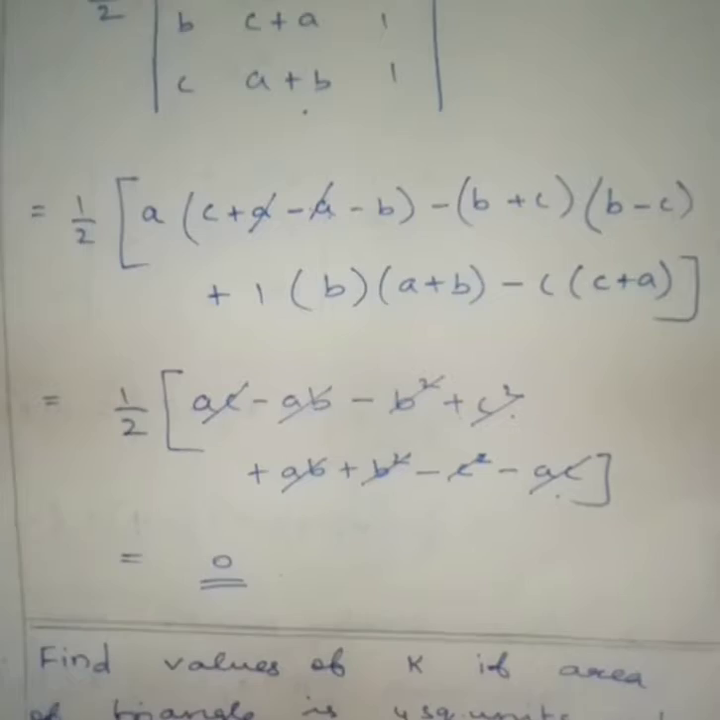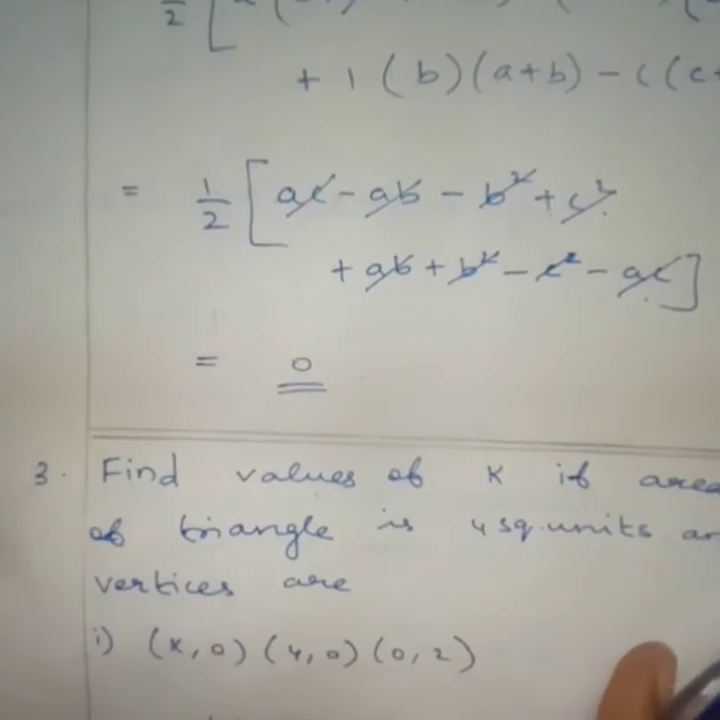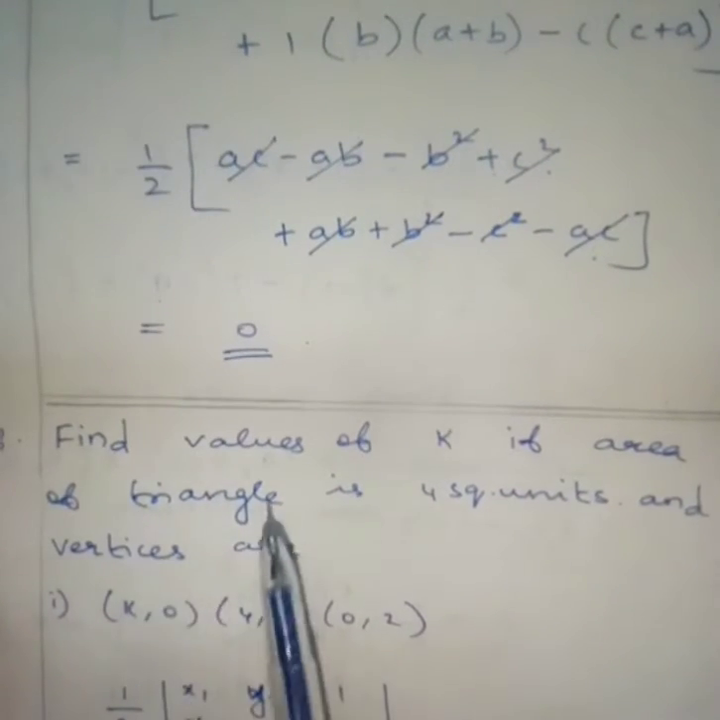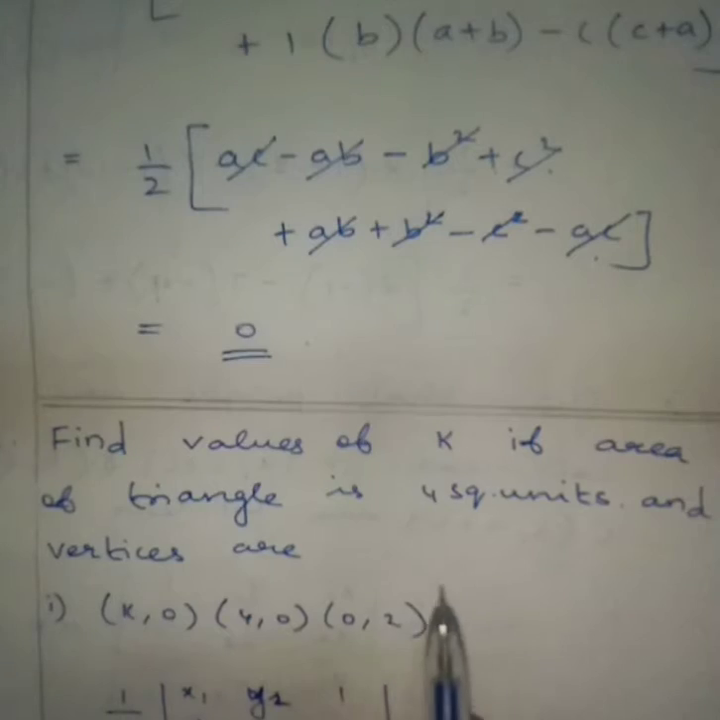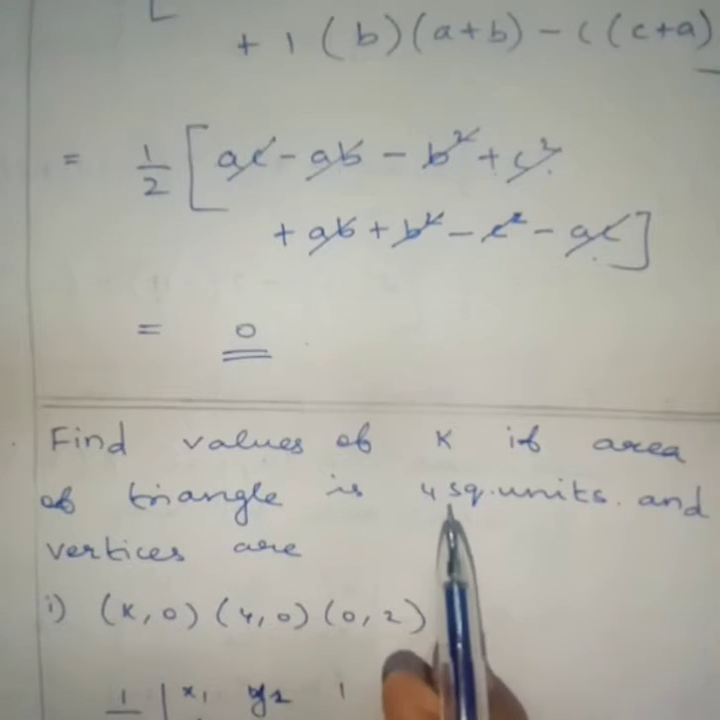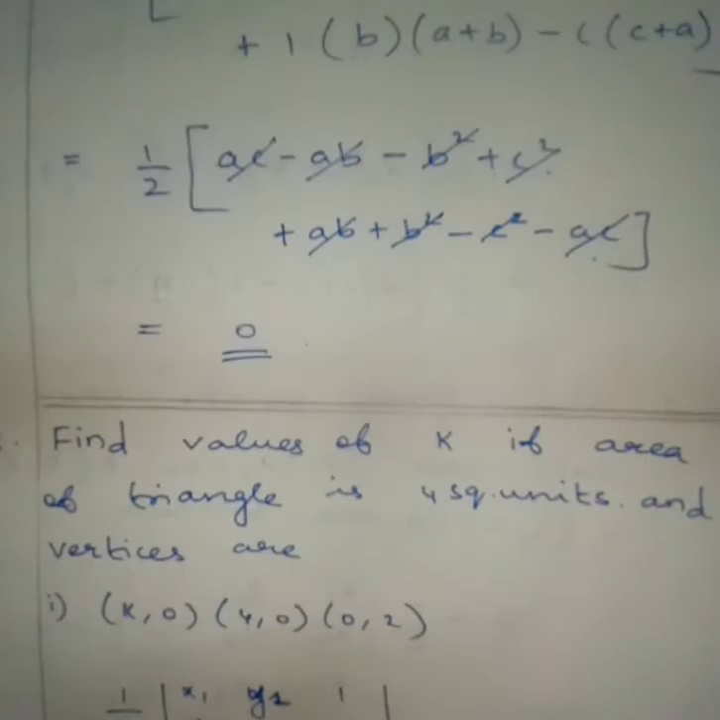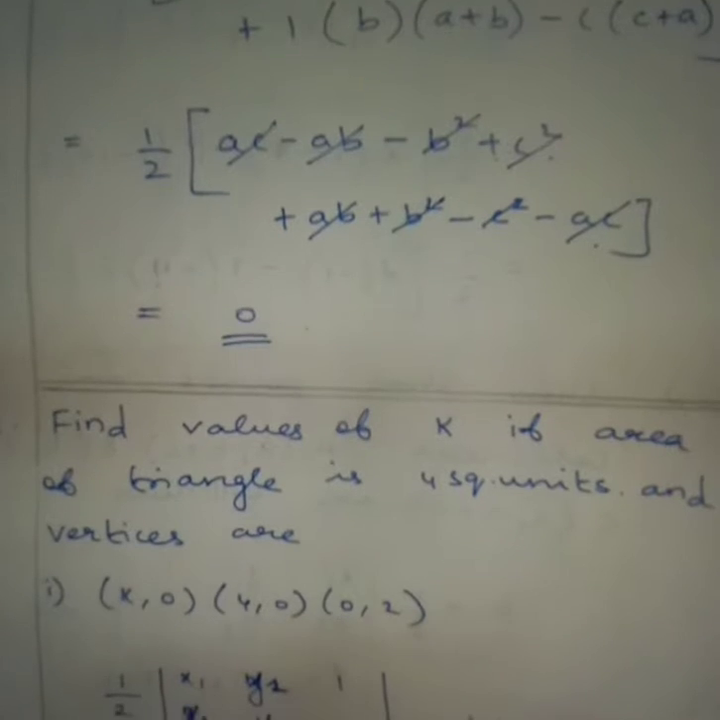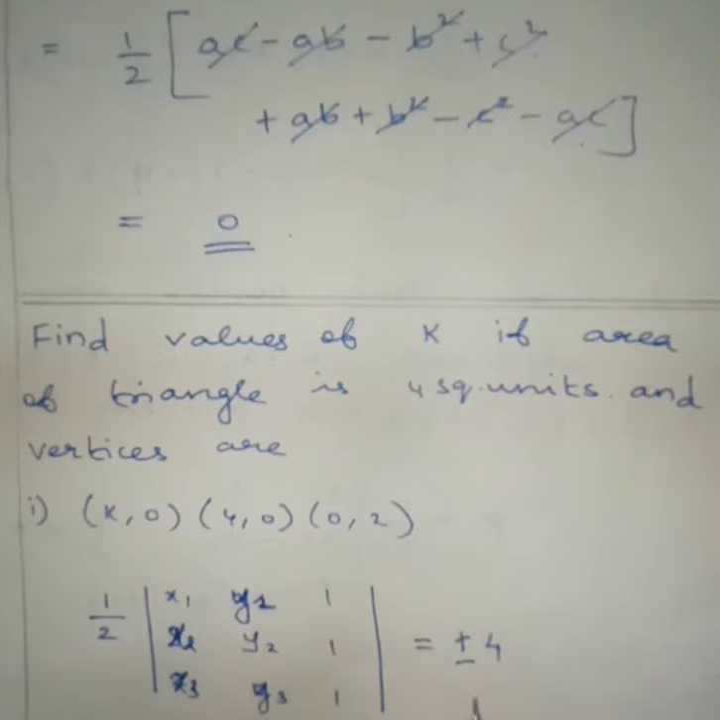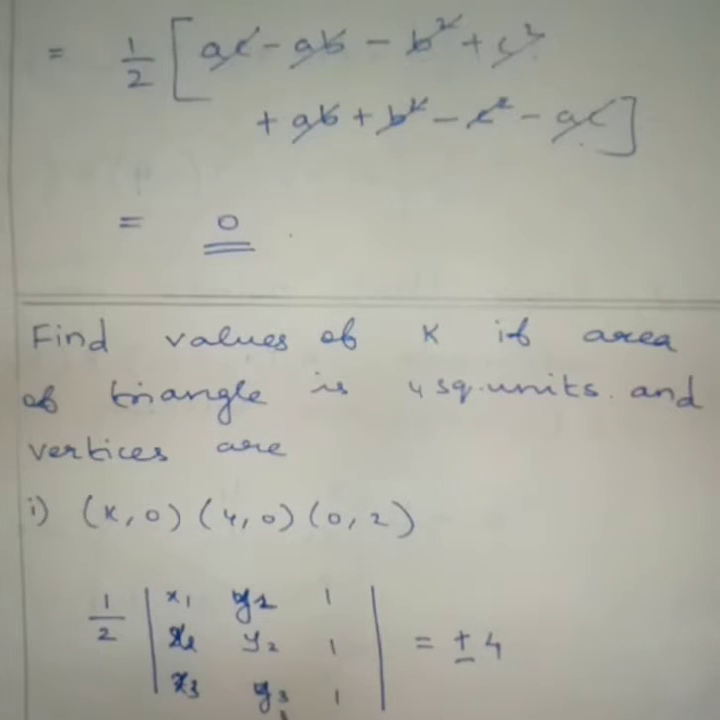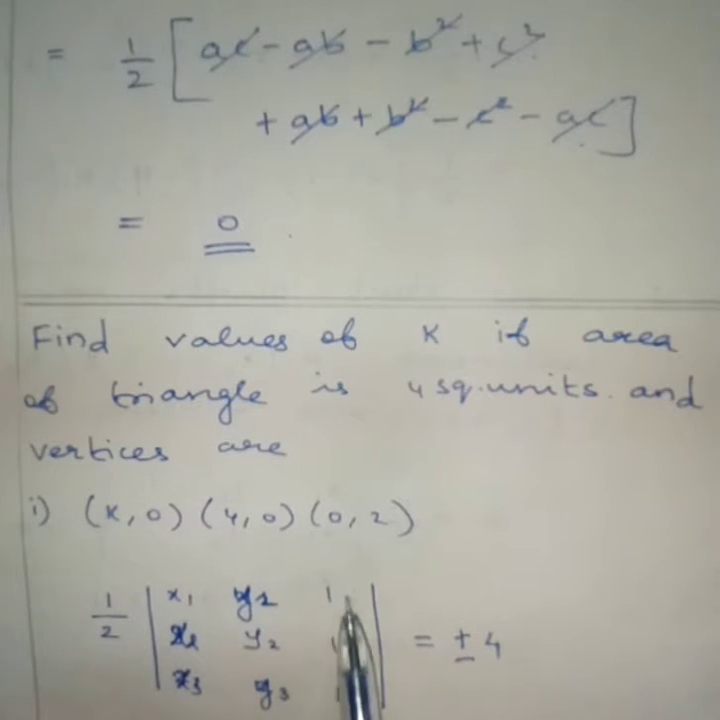Okay students, the next question: find the value of K if the area of the triangle is 4 square units. They have given the vertices and they have given the area of the triangle also. The area of the triangle is 4. So what is the condition? Why am I putting plus or minus 4 here? Because since it is the area, if a negative value comes we will take it as positive. So we are taking half times the determinant of x1 y1 1, x2 y2 1, x3 y3 1 equal to plus or minus 4.